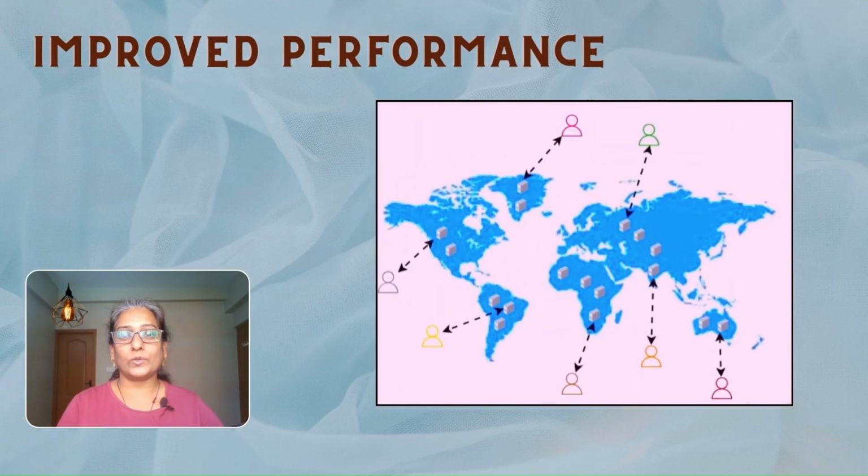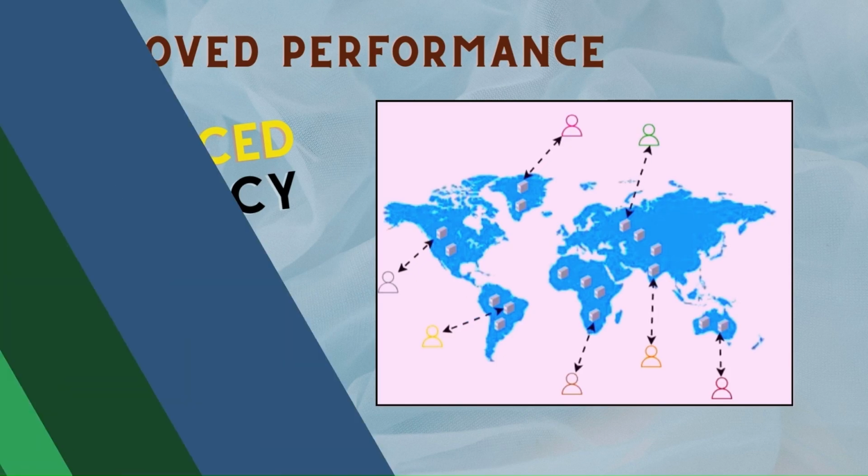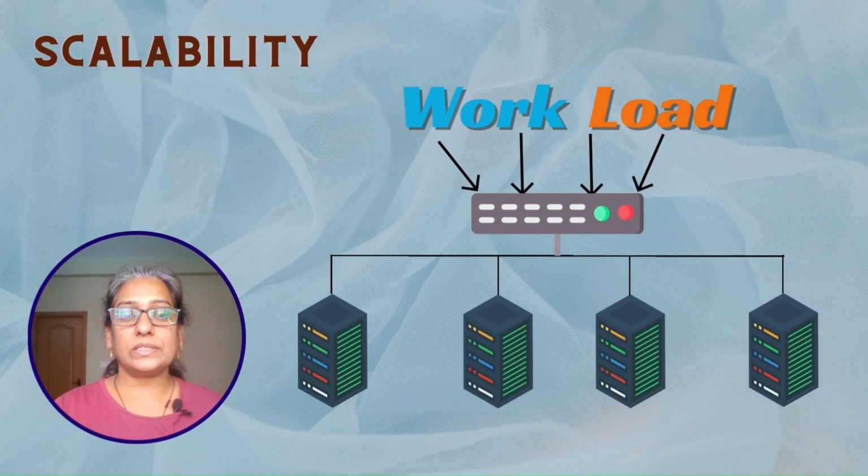Replicating and locating data closer to users reduces access latency. This enhances overall performance and responsiveness of distributed applications. We have a separate video dedicated to the topic of software performance metrics. Please watch that to gain more insights. Scalability enables the systems to handle increasing workload and user traffic by distributing the data access and processing across multiple nodes. Please watch our video on scalability to learn more.